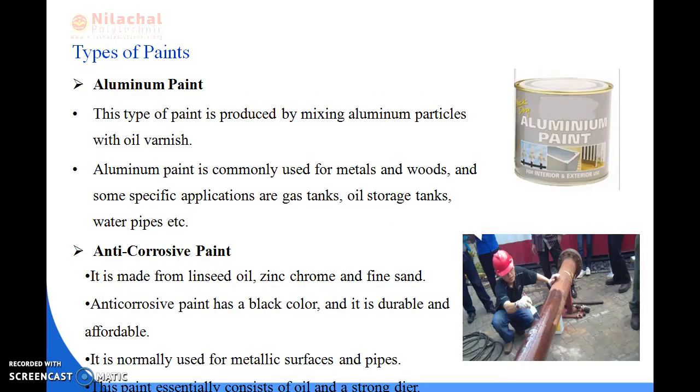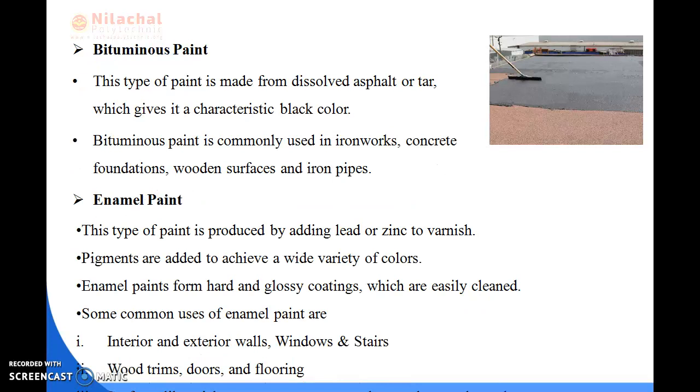As all of us know, aluminum paint is produced mainly by mixing some quantity of aluminum particles and it is mainly used on metals or woods or any type of storage tanks, gas tanks. Next is anti-corrosive paint. It is made from linseed oil, zinc chrome and fine sand and it is mainly used on metallic surfaces and pipes. Next one is bituminous paint. It is mainly used in road construction work, concrete foundations, wooden surfaces, and it is of a black color.